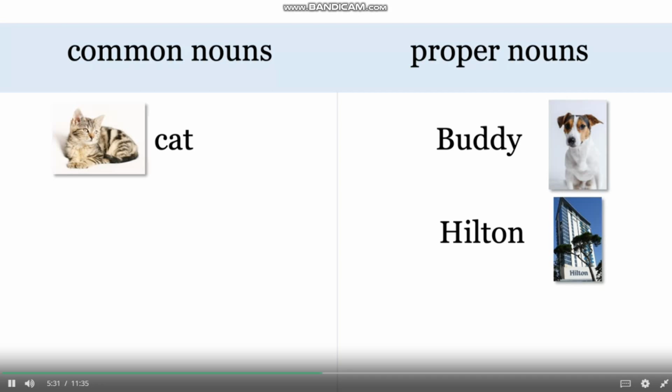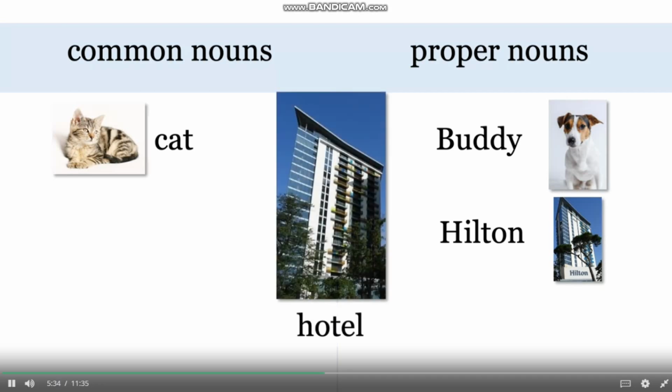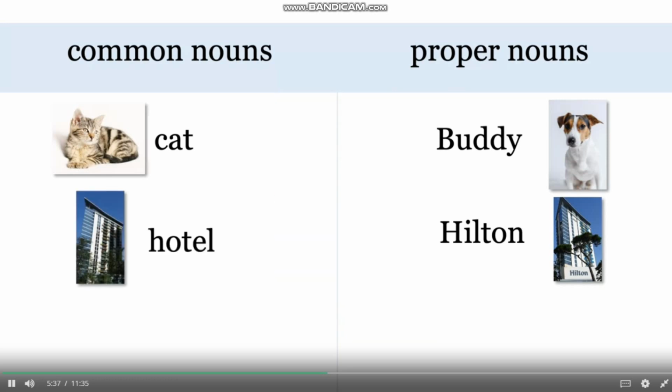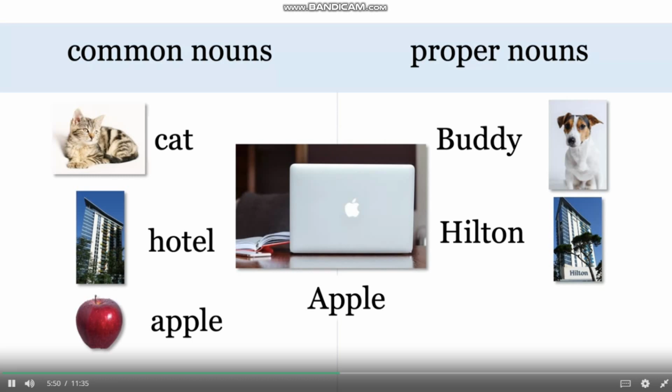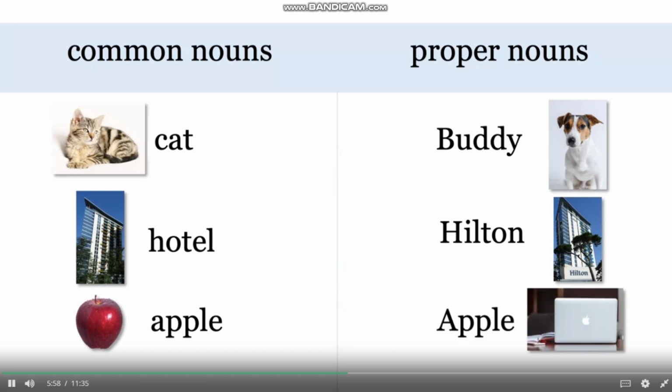Hotel. Hotel is a common noun. We don't know the name of the hotel, so we don't use the capital letter. Apple. The word apple is a common noun. Apple. So this is a different kind of apple, right? This apple is a brand name, so it is a proper noun. Look at the proper nouns here. Notice the capital letters. We use a capital letter to show proper nouns.